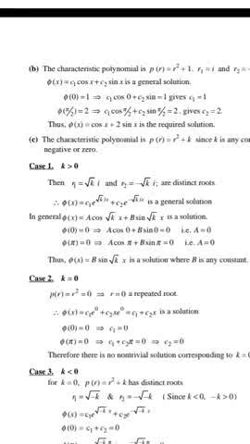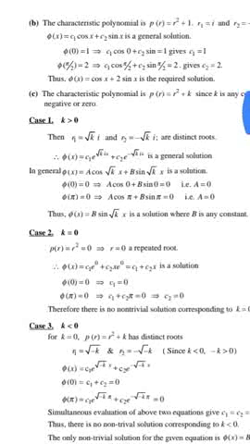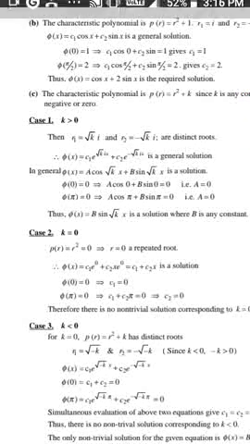Then r1 is equal to root k i and r2 is equal to minus root k i are distinct roots. Therefore the solution is phi of x is equal to c1 e raised to root k i x plus c2 e raised to minus root k i x, a general solution.